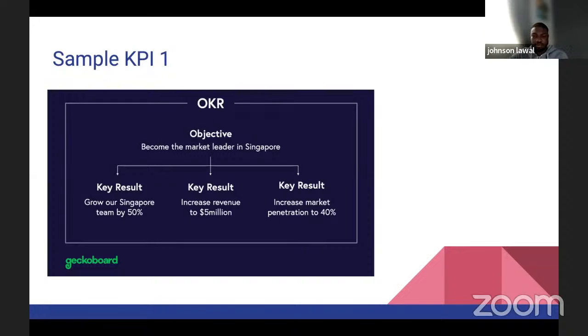Another key result that might be associated with my objective is to increase my revenue by maybe 5 million. That would help me attain market leadership. Another key result is to increase market penetration. In order to attain market leadership, I want to increase my market penetration by 40%. So what I've seen here is that I have an overall business objective, and in order to achieve this overall objective of becoming a market leader, I would have to measure 3 metrics and improve those 3 metrics. That is growing the team, growing the revenue, and growing the market penetration. So this is a very good example of how to define your KPIs or objective key results.